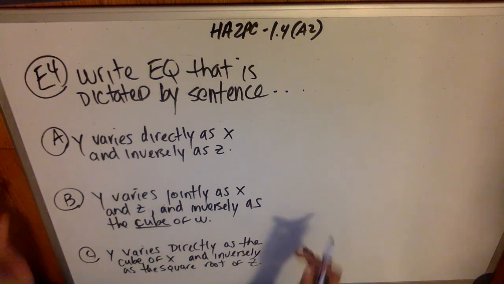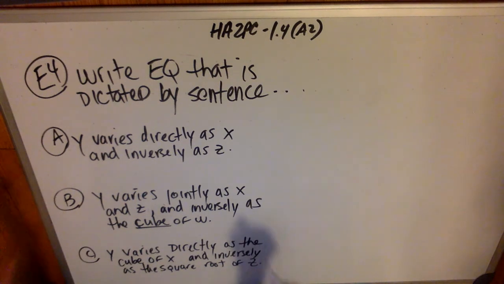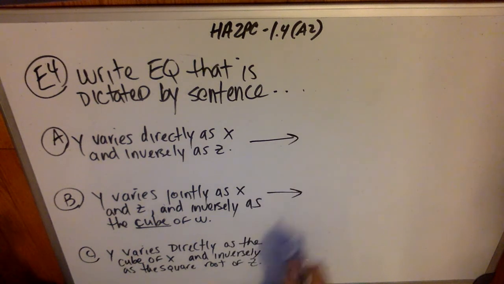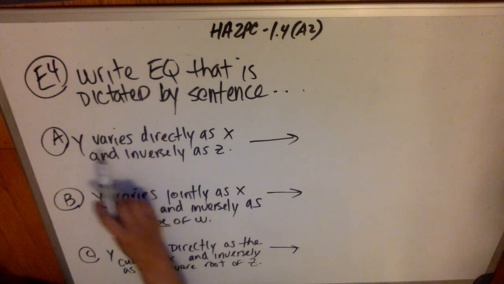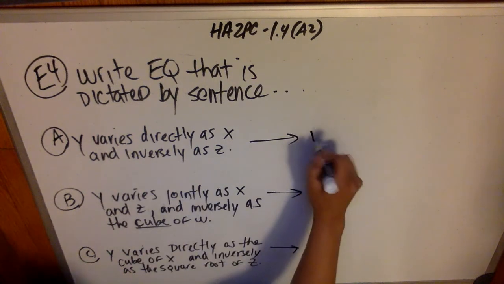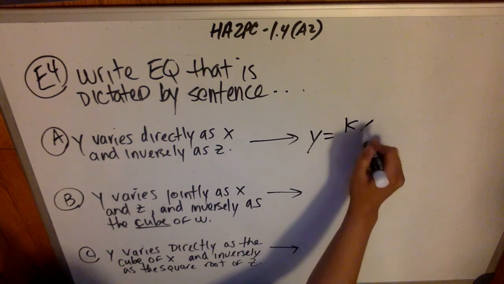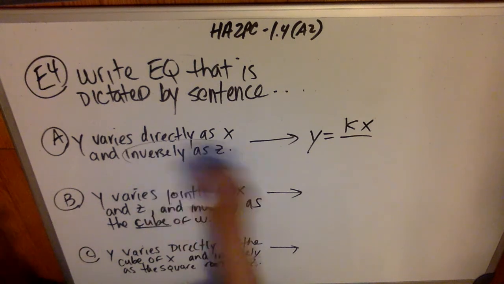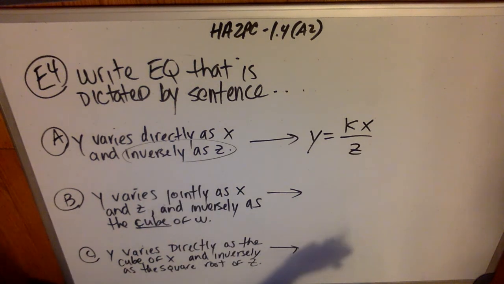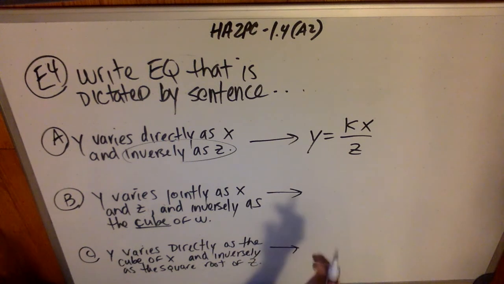the hardest part is translating the written words into an equation. So remember, the key here is that the only one that goes on the bottom is if it says inversely. So y varies directly as x, so we have a kx on the top, and inversely as z means the z goes on the bottom. And that's it. If we were given values, we'd plug in and solve and find k, but that's all we need to know.